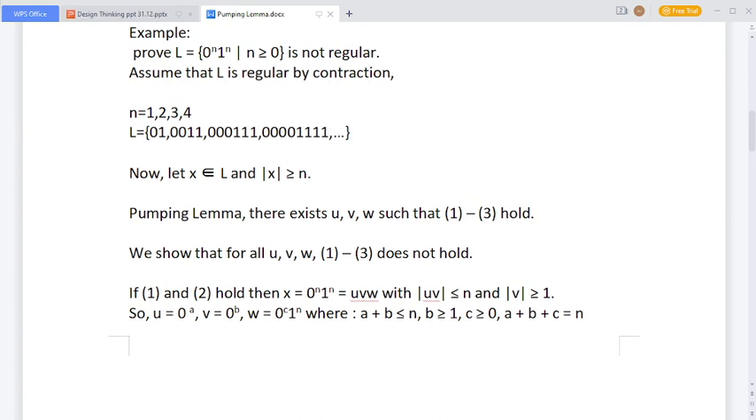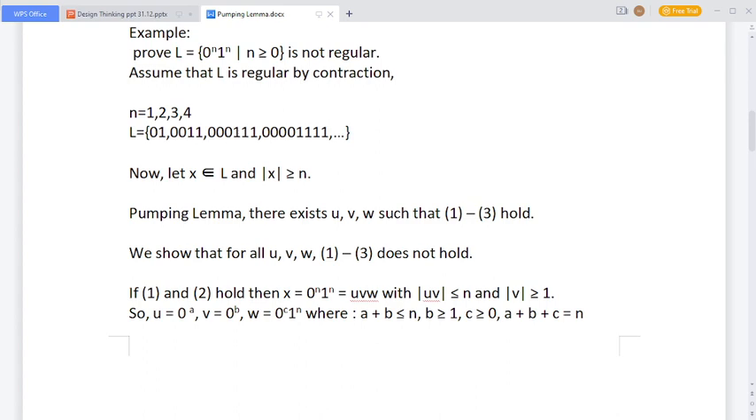Okay, let x belong to L. The modulus of x is greater than or equal to n. So this is a rule. I am going to take an n value such that the modulus of x is greater than or equal to n. Suppose I choose the first language, 0 1. I am going to choose x as 0 1. So the length of this particular x is 2.